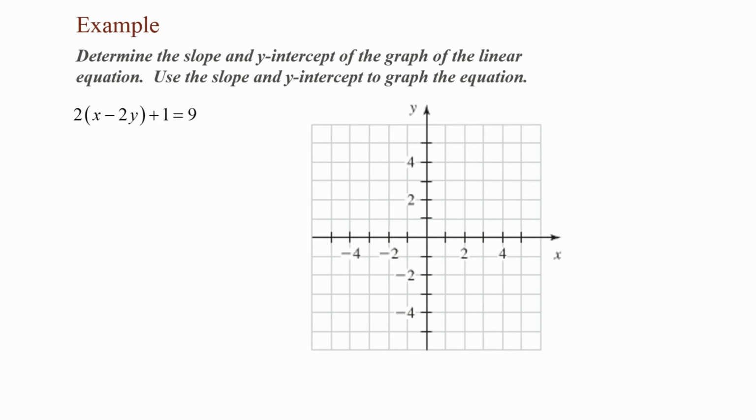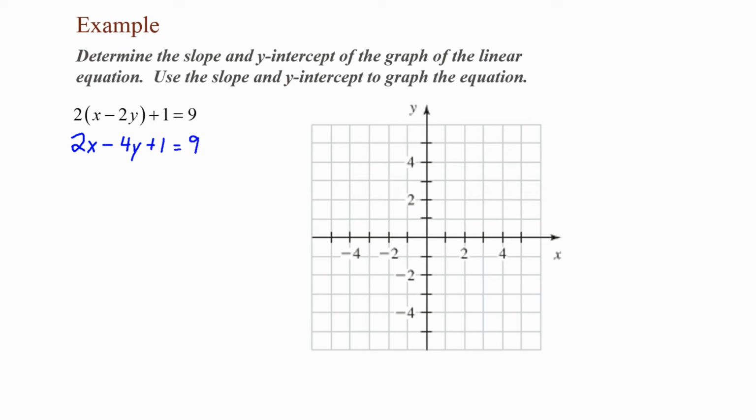For this example, we need to find the slope and y-intercept of 2(x minus 2y) plus 1 equals 9. Then find the slope and y-intercept and graph the equation. First thing we need is to get our equation in slope-intercept form. So that means I need to get it as y equals. So the first step is to distribute the 2. 2 times x is 2x minus 2 times 2y is 4y plus 1 equals 9.